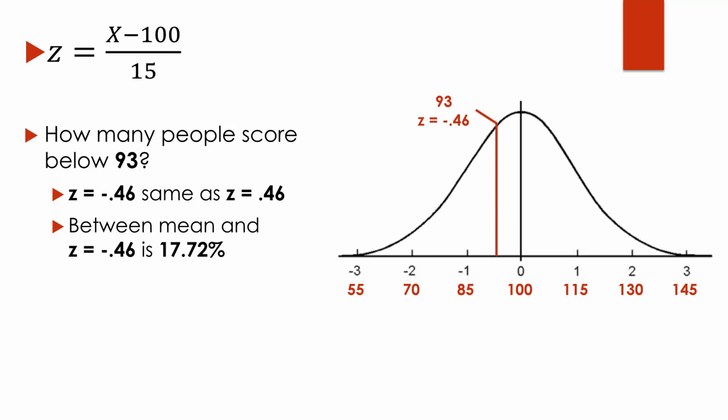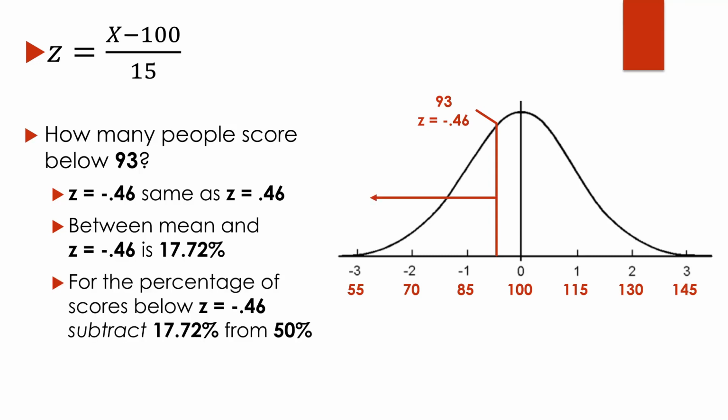What the question is asking is what percentage of data is below a z-score of negative 0.46, or an IQ of 93. So it wants you to find this data here, right? What's below the line, not between the mean and the z-score, but the data that's below the z-score. So what you need to find, you have the percentage 17.72.